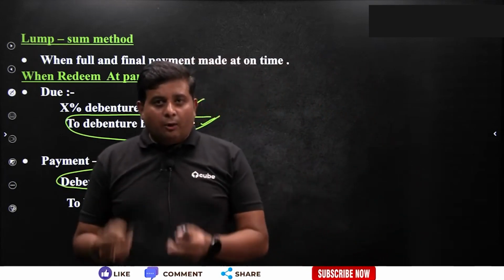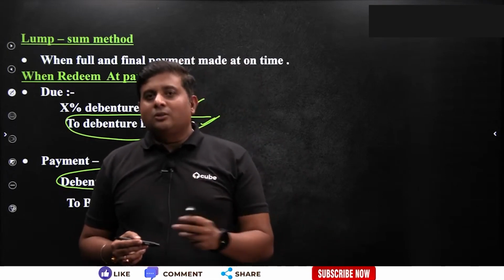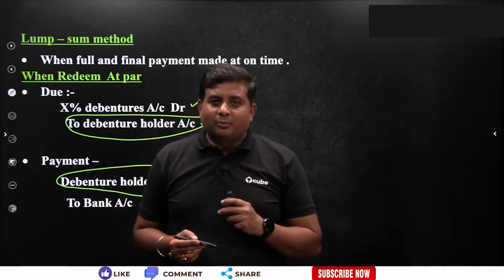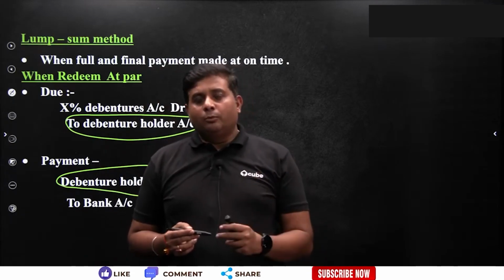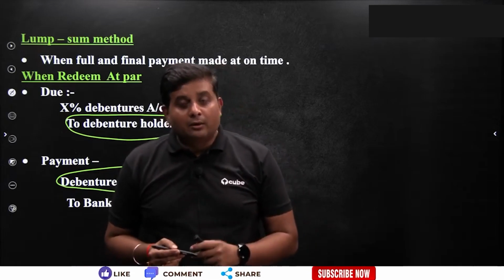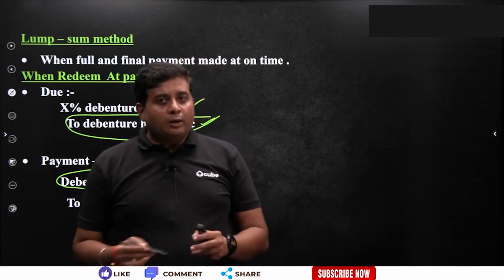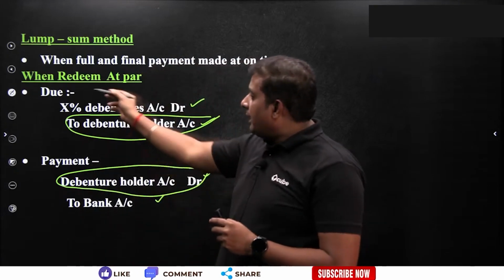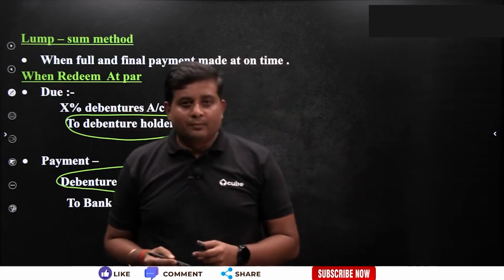So this is just the opposite of the loan taken. While taking the loan through the debentures, the entry should be bank account debit to X% debenture account. While repayment of the loan, the entry should be X% debentures account debit to bank account. This is the net entry. But we are not using the net entry. First of all, you have to pass the entry for the due and then you can make the payment entry. I hope you understand.